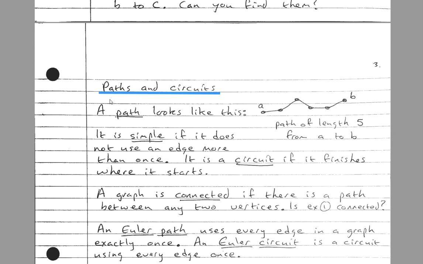So maybe we should have done this first. Now looking at paths and circuits, a path, what we were just talking about, looks like this. Just a sequence of vertices connected by edges. The number of edges, that's the length of the path. This is a path of length 5 from A to B. There are 6 vertices, but the length is the number of edges.